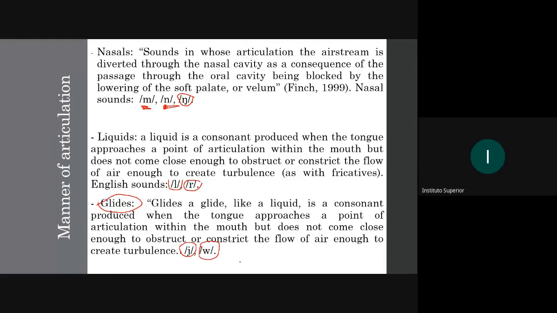And this one, how do we pronounce this sound? W, w, w. Like in wick, wick, w.